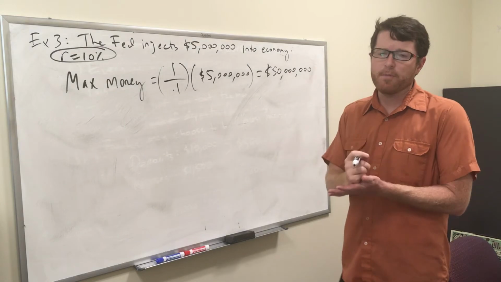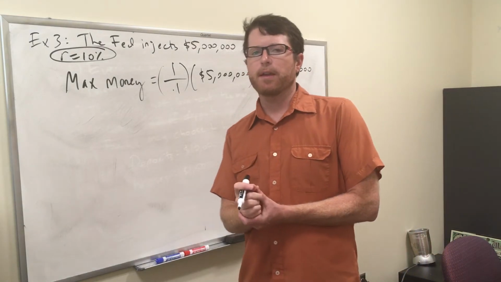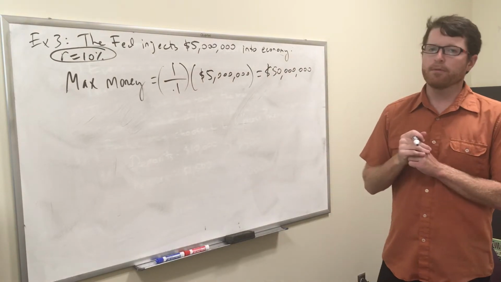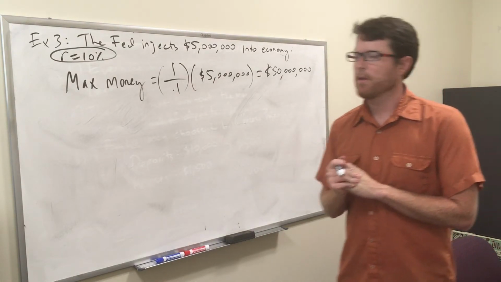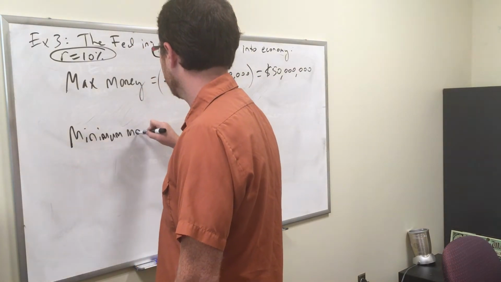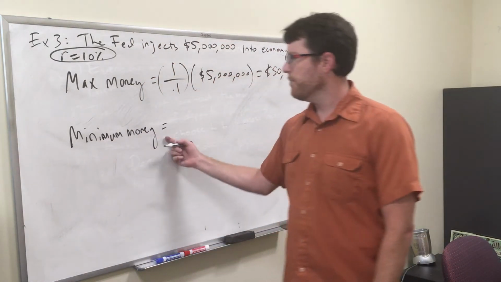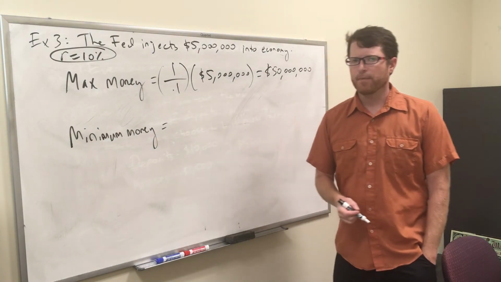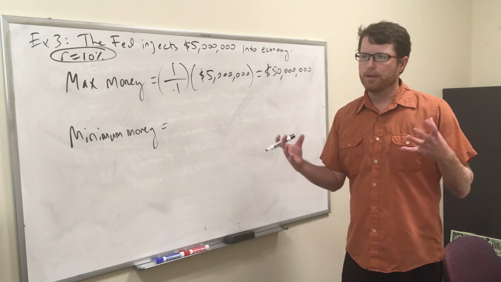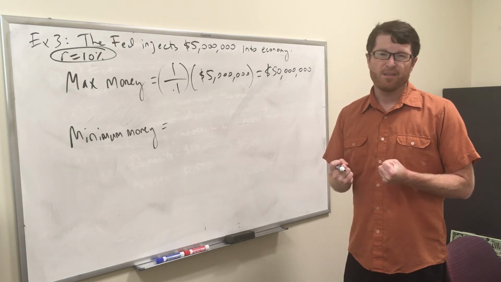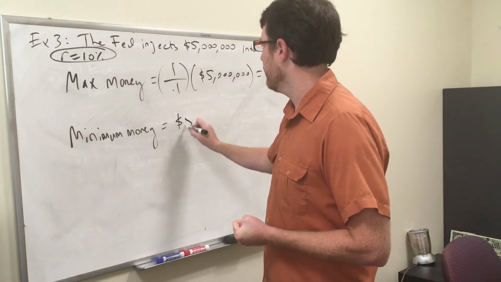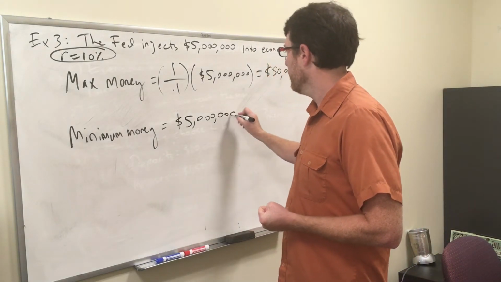And that's assuming everybody takes all of their extra money to the bank, and the banks always loan out the maximum. Okay? That's the maximum amount of money this could create. What is the minimum amount of money this could create? Well, what if the $5 million gets injected into the economy and consumers just hold it? Well, then it's not creating any extra money on top of that. So the minimum amount this could create is $5 million.